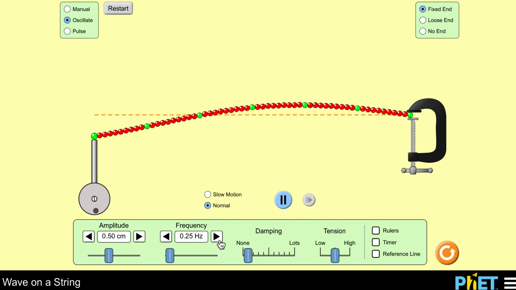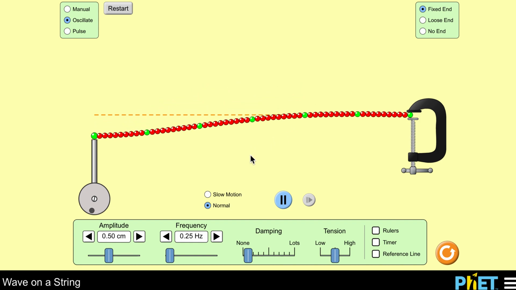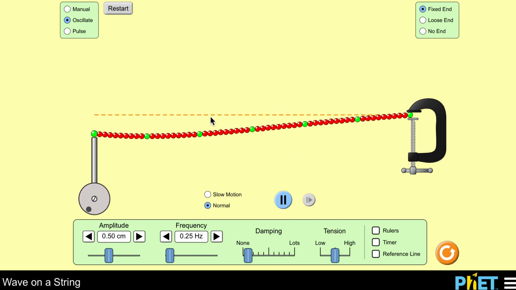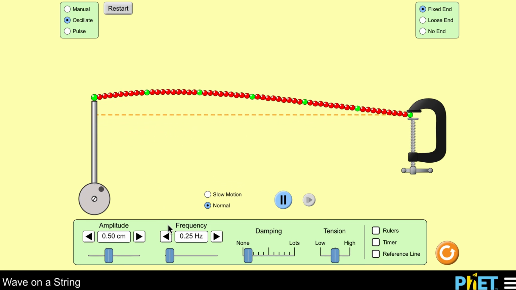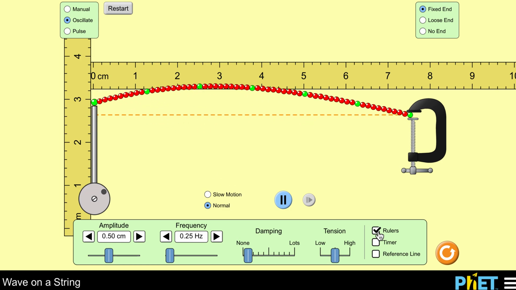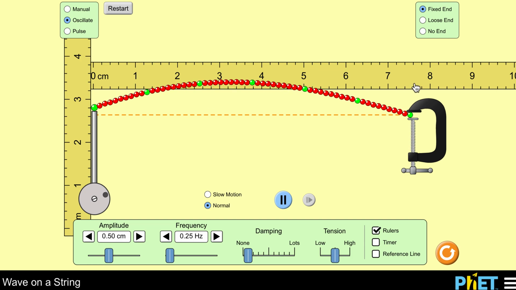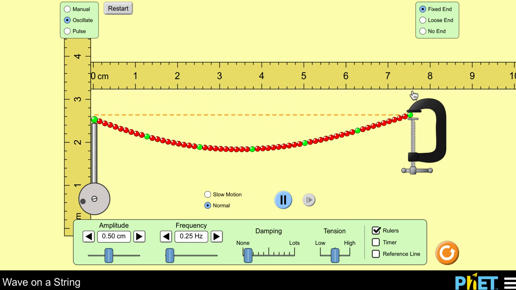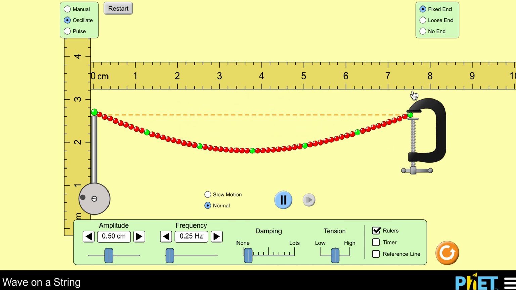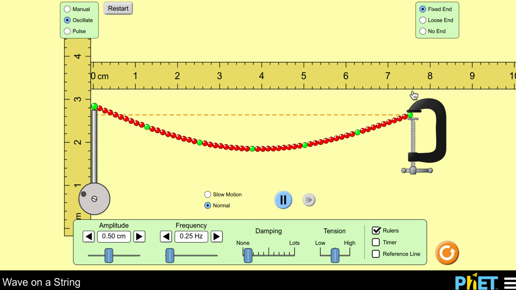We already have the frequency for this first order standing wave because there's one big antinode here, and here's a node, and here's another node. Let's determine what that wavelength is. If we click on our rulers, we can see that the distance from start to the fixed end is about 7.5 centimeters. If you recall, the wavelength of a standing wave is node to node distance times 2.